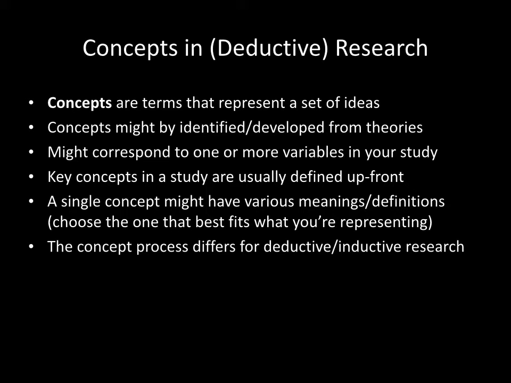A lot of times concepts emerge from social theories. A social theory might specify a relationship between one or more variables. For instance, when we talked about social theories earlier in the semester, I talked about the stress process model and how that theory gives us a sense of how exposure to stress impacts health. So two of the concepts in that social theory, the stress process model, are stress and health.